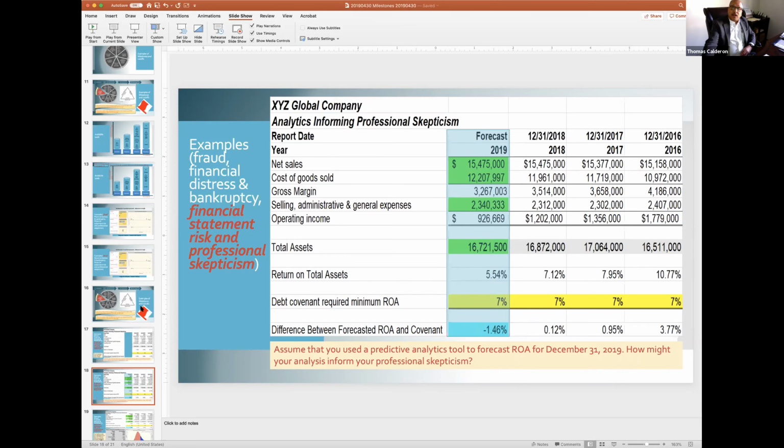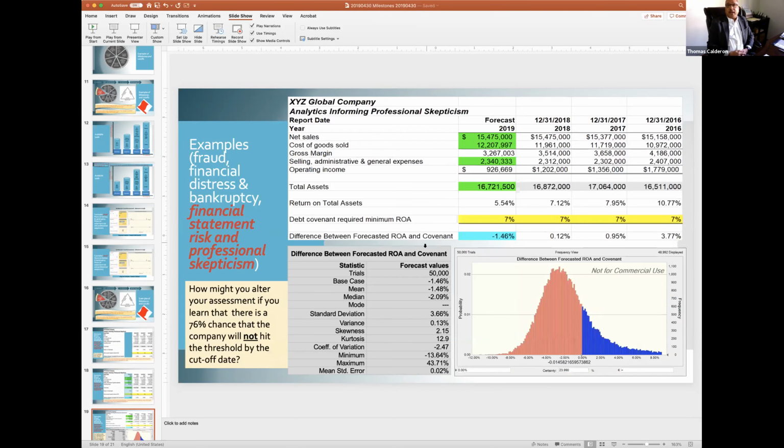So in the spirit of allowing the data to speak for itself, what I did was to run a simulation. In other words, I did 50,000 what-if analyses. With 50,000 what-if analyses, given my simulation tool, I was able to predict that there is only a 23% chance that this company is going to hit its ROA threshold based on the debt covenant.